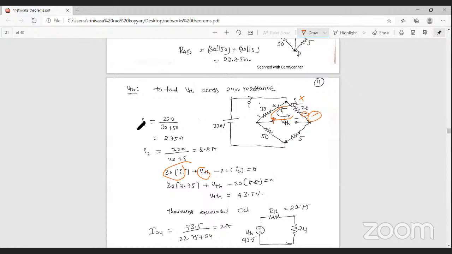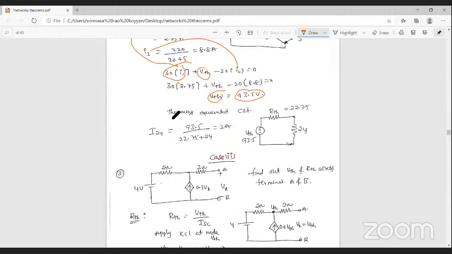You already found out the current I1, substitute here. I2 current, substitute here. Then you can find out the Thevenin's voltage VTH is equal to 93.5 volts. So that is according to Thevenin's equivalent circuit: the Thevenin's voltage in series with the Thevenin's resistance.